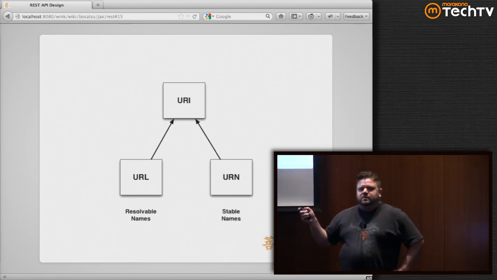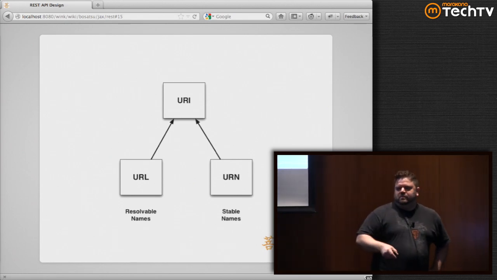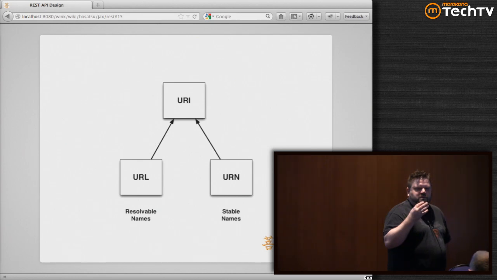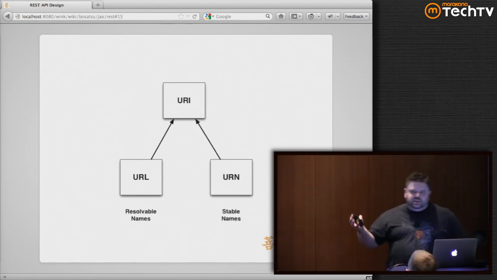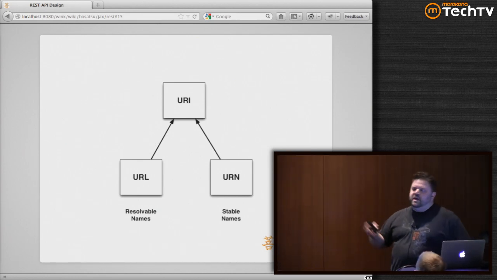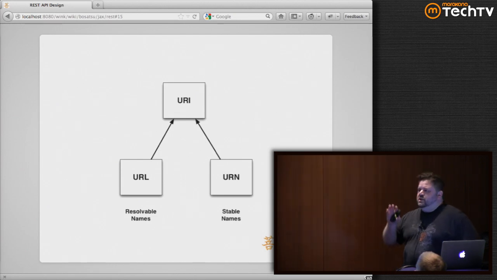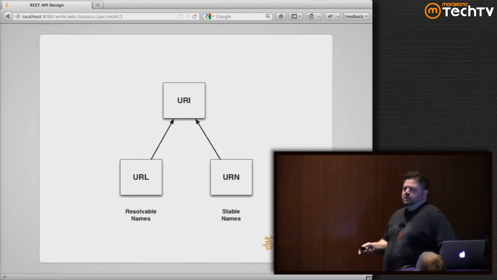But the problem is we suck at naming things, right? We produce systems that have things like CGI bin and .do and .php and who cares, right? The name of the technology should not be used to identify the resource. Why?